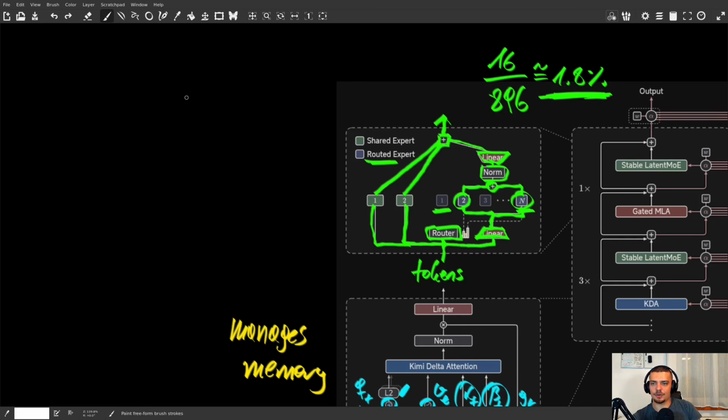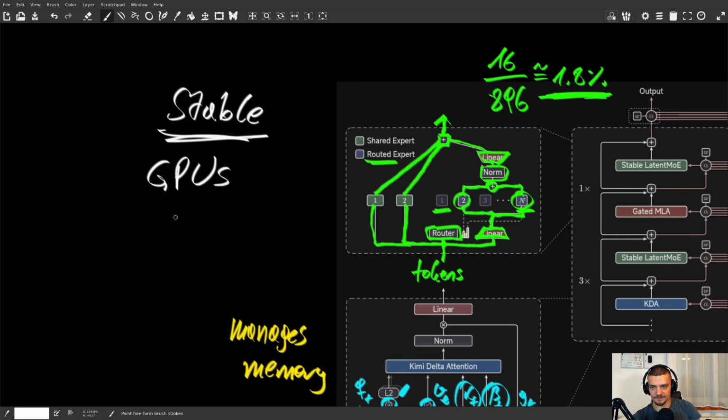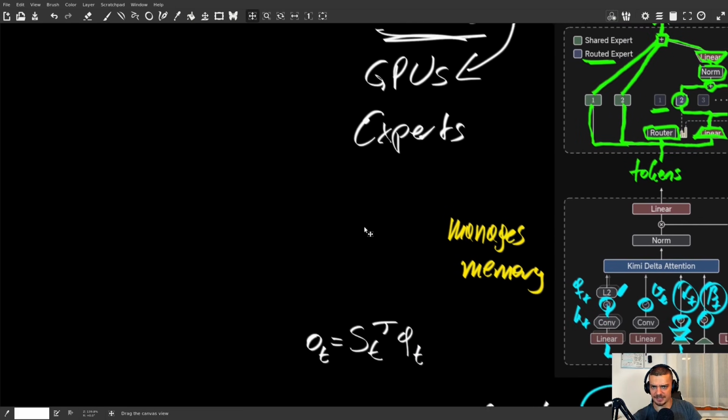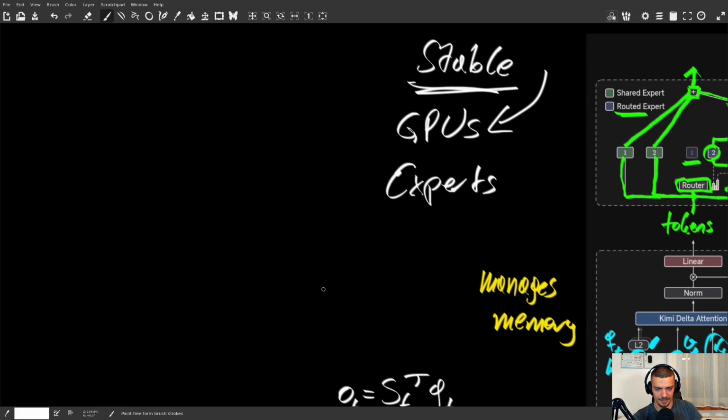And the reason we call this stable MOE or stable latent MOE and not just latent MOE is because we have certain things for stability, for making sure that the GPUs all get roughly equal work and the experts as well. So for the GPUs, we have balanced expert parallel training. We just make sure that the GPUs get roughly equal work. I think the details are not yet released. Maybe I'm wrong about this. Let me know in the comment section down below if you know the details for this one. But for the experts, we use something called quantile-based load balancing.